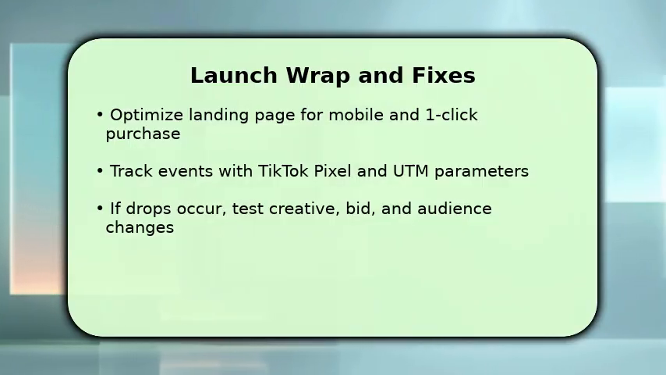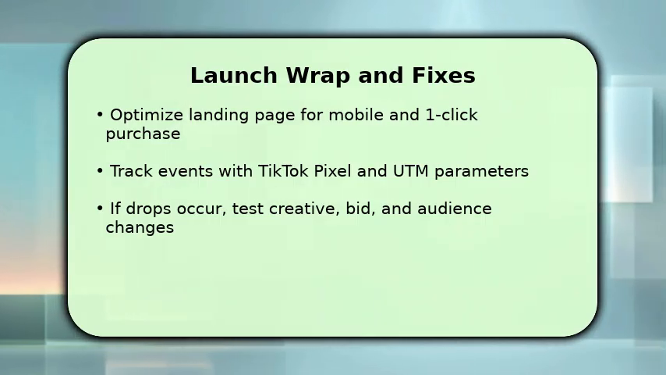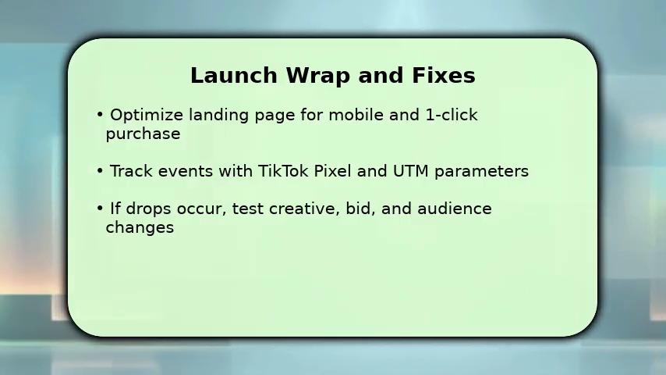If metrics suddenly dip, troubleshoot in order. Creative first, then bidding, then audience overlaps. If needed, pause and replace the underperforming element rather than redirecting budget blindly.